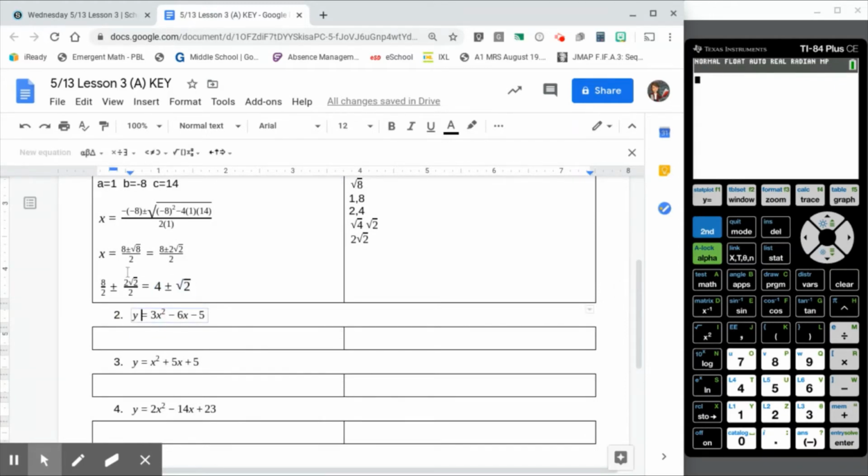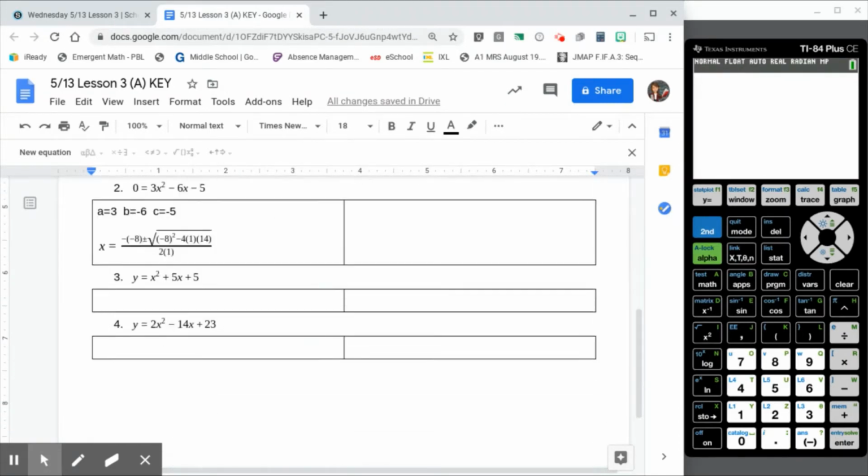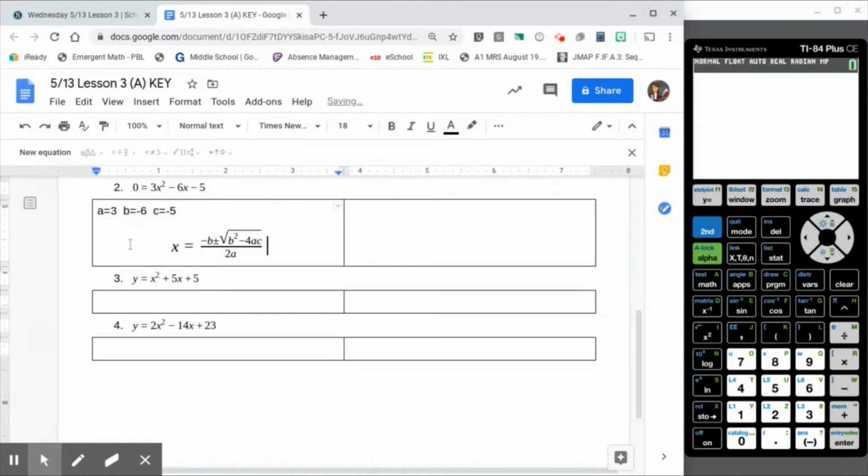Again, first step, setting the equation equal to 0. Then we have to identify A, which is 3, B, which is -6, and C, which is -5. I'm going to copy and paste this one here. If you need to, copy and paste the original formula up here so you know what variable is what. I think that's going to be a better idea. So let's do that. I have the formula memorized, so that's why I skip a step, but you guys should not be skipping steps at this point.